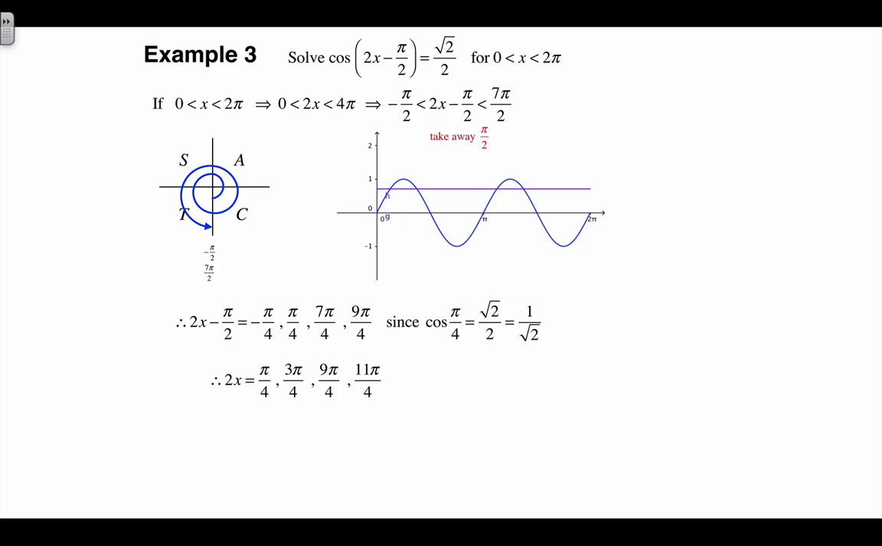So now we have to add pi on 2 to each side to get 2x is equal to pi on 4, 3 pi on 4, 9 pi on 4, and 11 pi on 4. But still, that's solving for 2x. We now need to divide everything by 2 to get x is equal to pi on 8, 3 pi on 8, 9 pi on 8, or 11 pi on 8. And once again, we have to check, are those solutions for x within the stated bounds of 0 less than x is less than or equal to 2 pi? And they are. Another good check there would be to substitute them in and see whether you actually get the correct answer. And that's what you could do if you're doing this in an exam in your checking time.